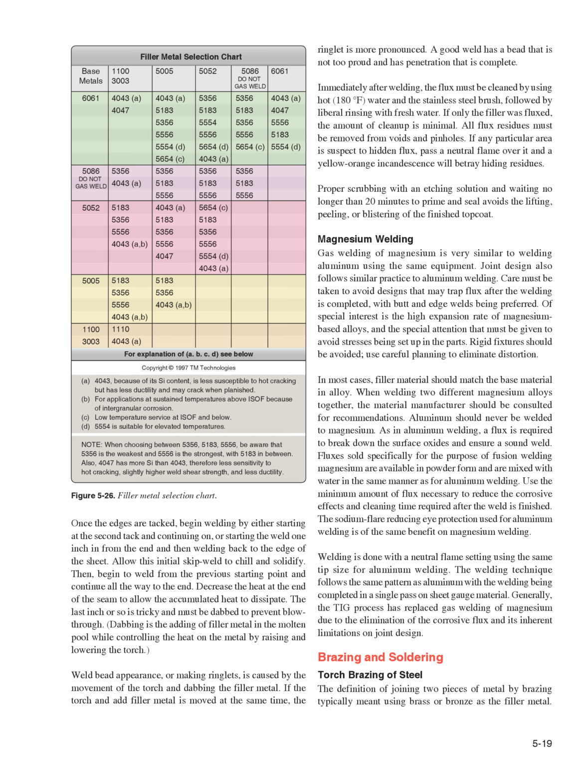Dabbing is the adding of filler metal in the molten pool while controlling the heat on the metal by raising and lowering the torch. Weld bead appearance, or making ringlets, is caused by the movement of the torch and dabbing the filler metal. If the torch and filler metal are moved at the same time, the ringlet is more pronounced. A good weld has a bead that is not too proud and has penetration that is complete.